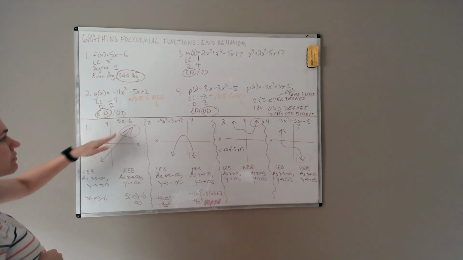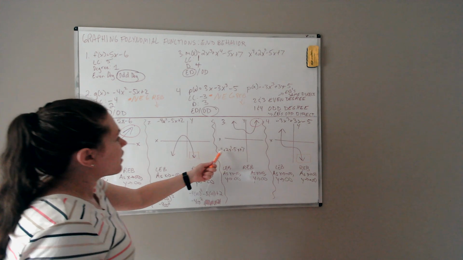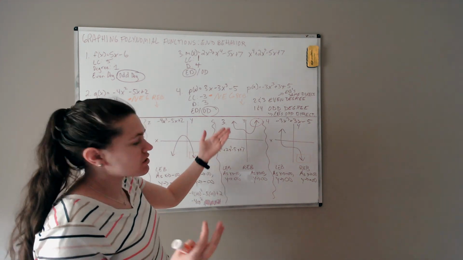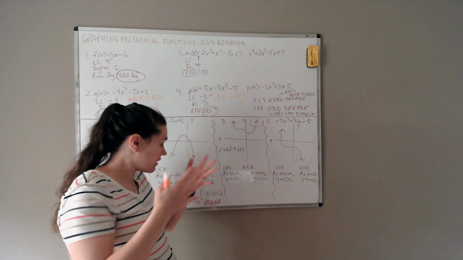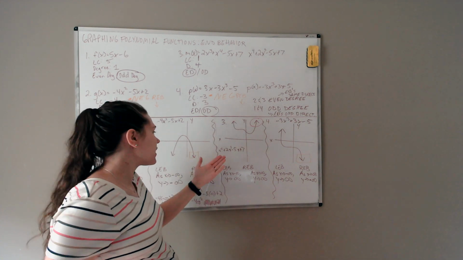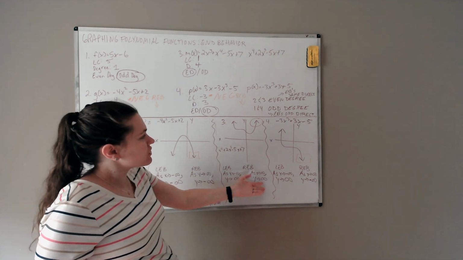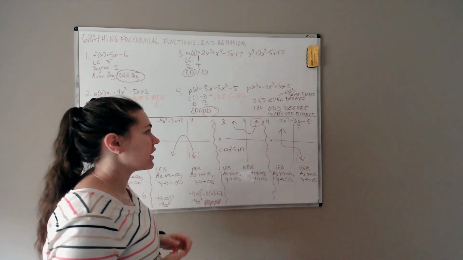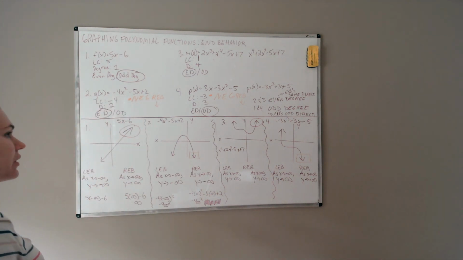Infinity times a positive number is going to be positive. X to the 4th: infinity raised to the 4th power is going to be infinity, right? A really large positive number. And I'm not multiplying it by a negative, so it's going to stay positive. Okay? So those are what you have to keep in mind.